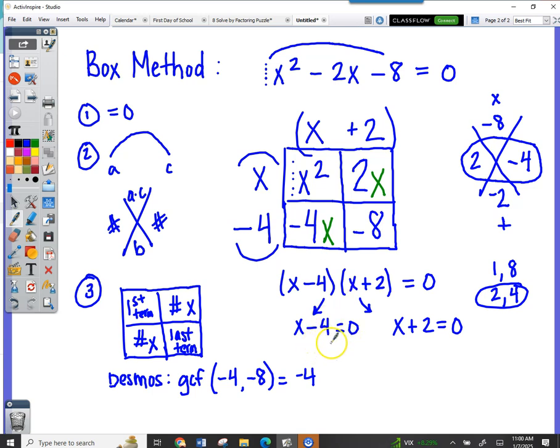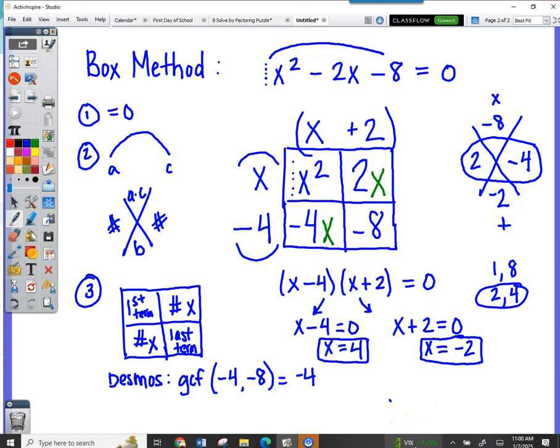So here I'd add 4. I get that x is 4. And here I'd subtract 2. I get that x is negative 2. So there's my solutions. Now, there looks like a lot of writing up here. That's because I put all this extra stuff on the right, or on the left, I don't know my sides. I put all this over here to help you. So your solution for m is 4, negative 2.